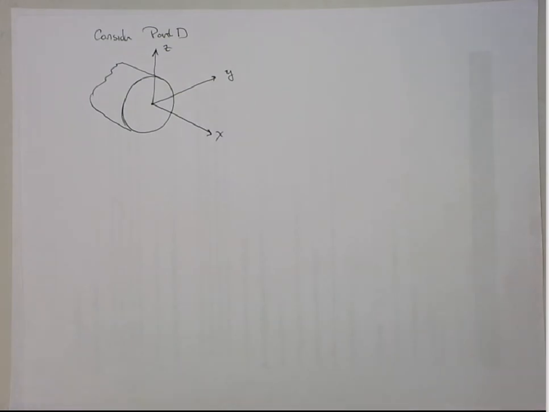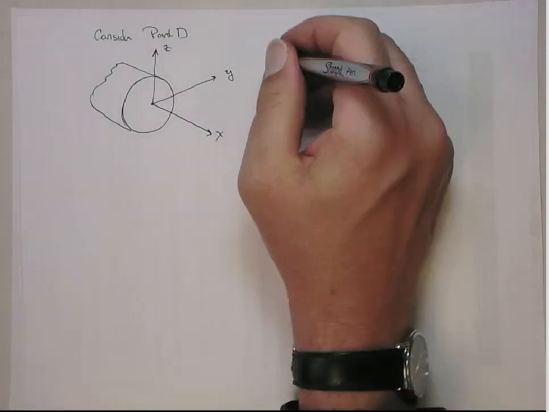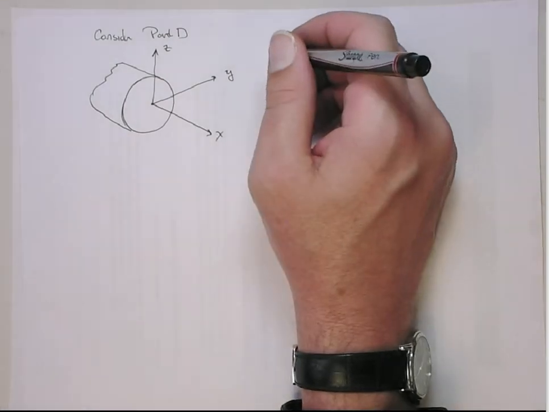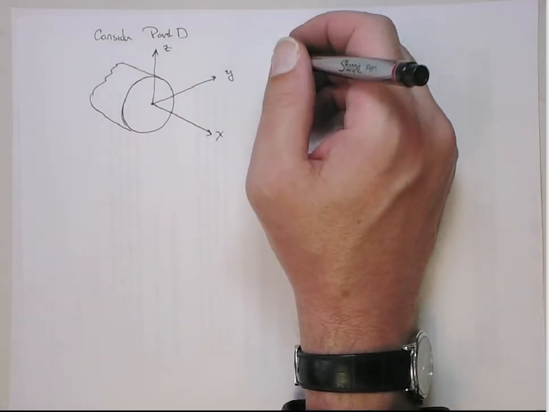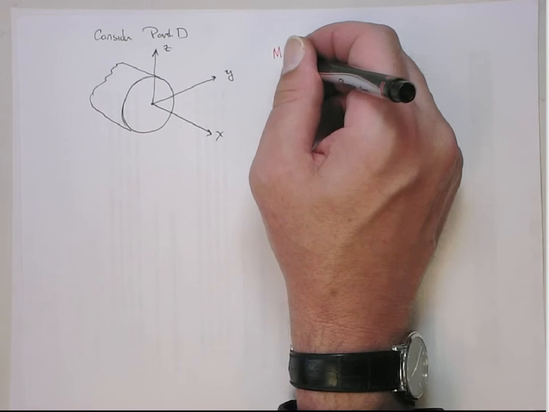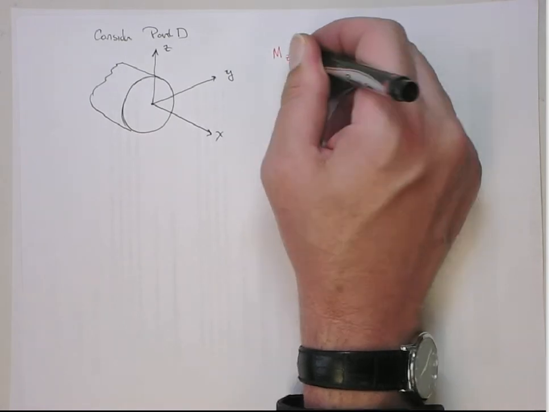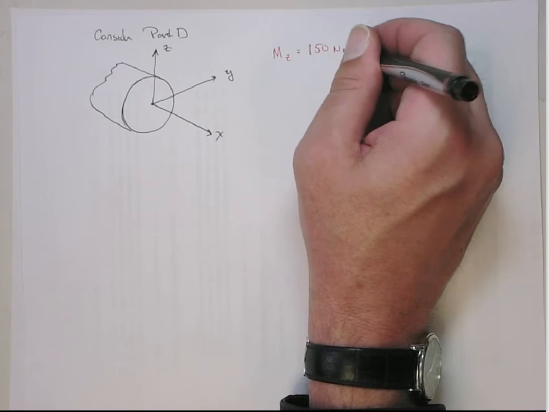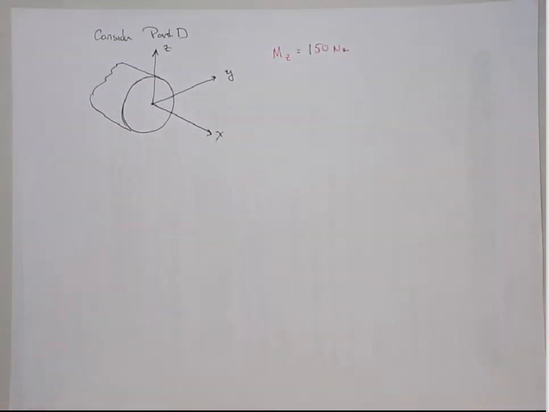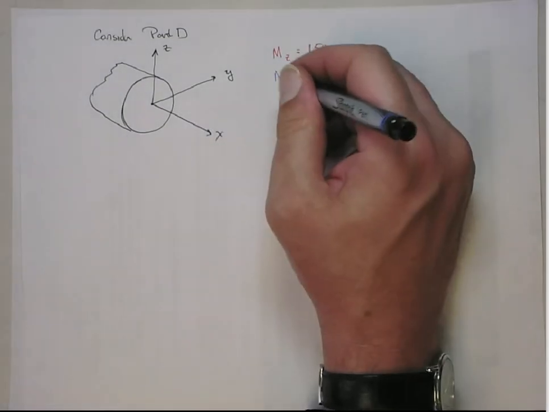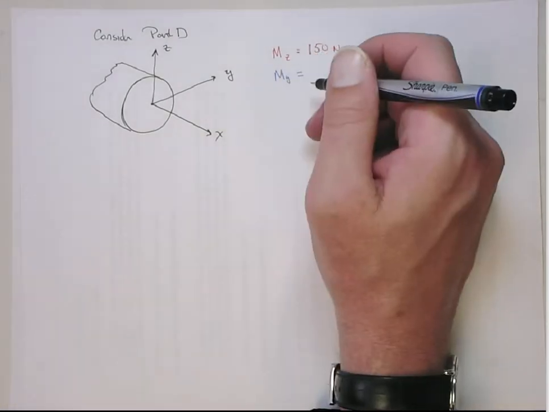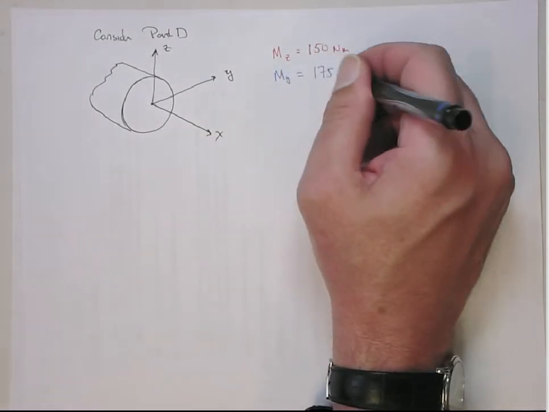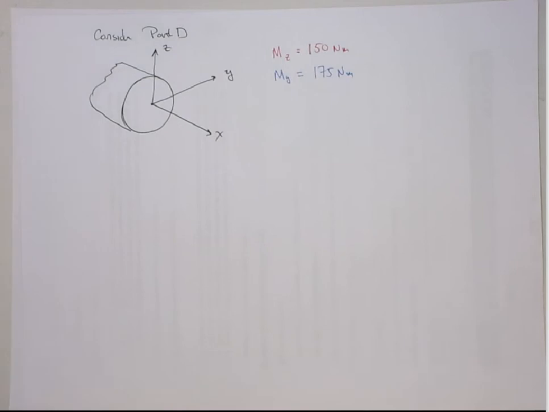Now, at point D, we have two bending moments. We have the M about the Z, which is equal to 150 Newton meters of bending. And then we have the Y, which is 175 Newton meters. Okay?